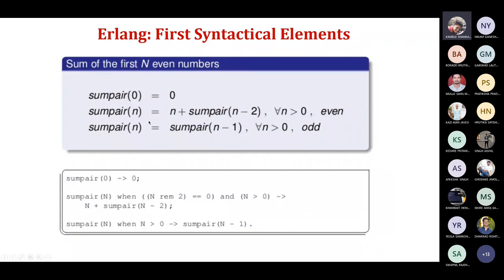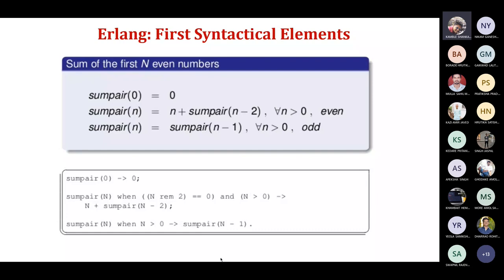So this is the mathematical representation. The blue box shows the mathematical representation, and this is the Erlang. So we just wanted to represent this in Erlang. So it will be sum of n when n mod 2 is equal to 0 and n greater than 0. Then you apply this. So this is what we wanted for the even numbers. Sum of first n even numbers.